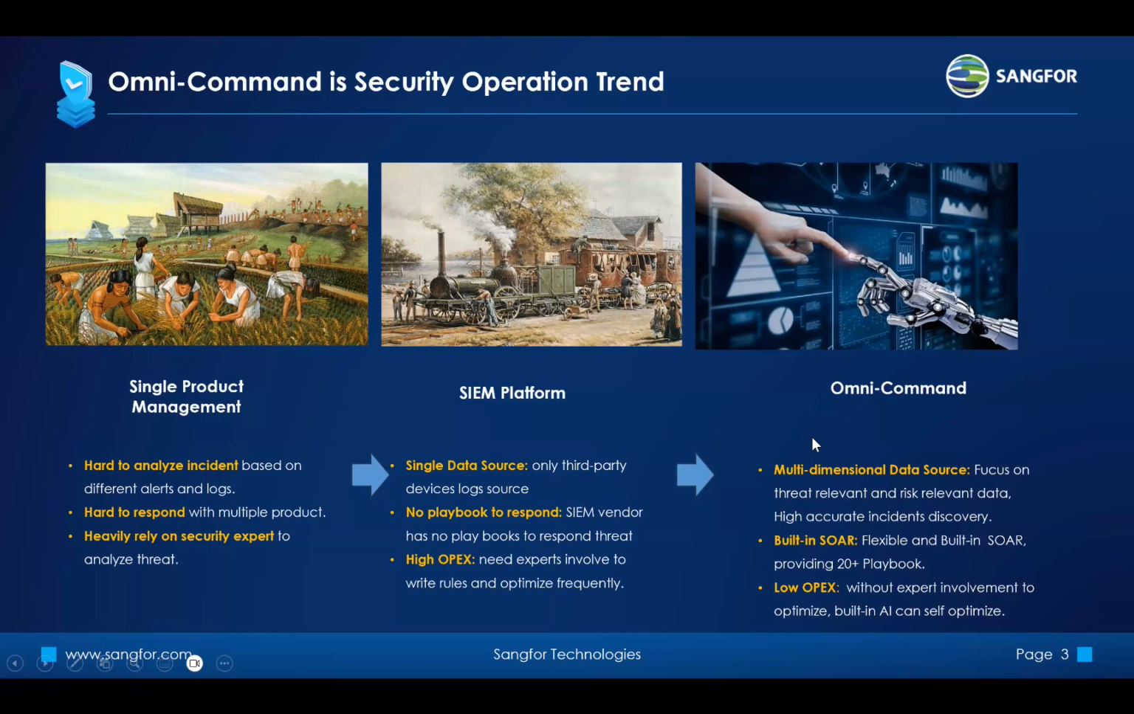Okay, but for Sangfor Omni Command, what can we do? The first thing is we focus on the data quality. It's a high data quality. So it's a multi-dimension data source from endpoint, from network. So the first thing, we will maintain high data quality. And we will set the indicators of compromise, indicators of attack, and we will also refine our data lake and do the data correlation. The first thing is the multidimensional data source, and the data correlation.